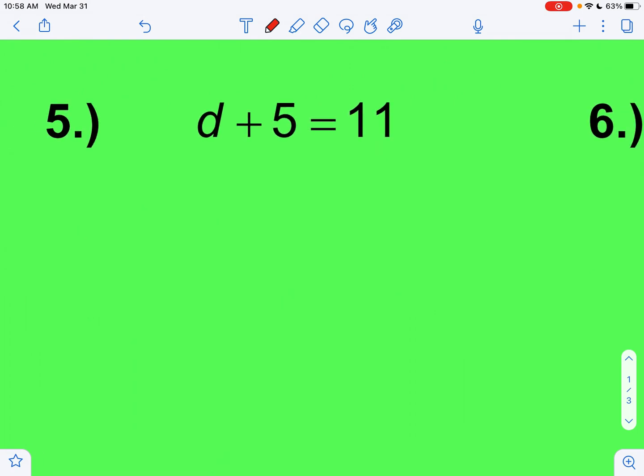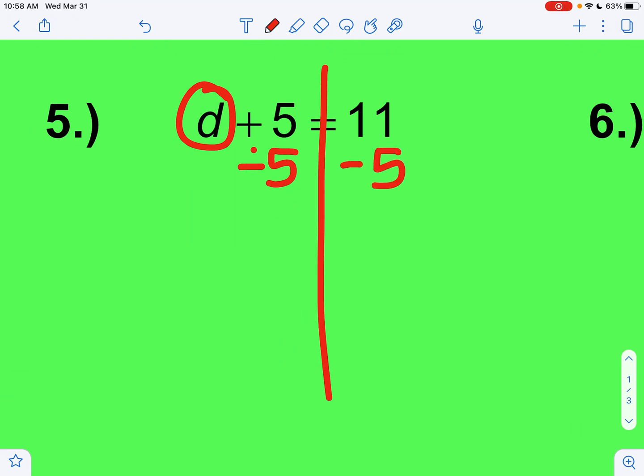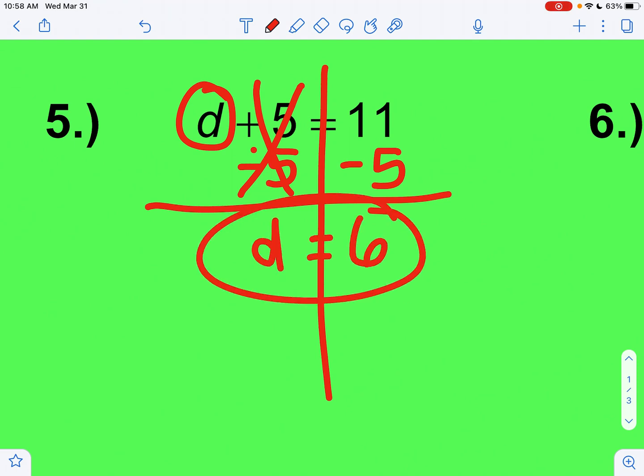Number 5, we have d plus 5 equals 11. Draw your line. Right now we want d by itself, so we need to do the opposite of this add 5. The opposite of adding is subtracting, so we're going to subtract 5 from both sides. Our 5's cancel out, we're just left with d. 11 minus 5 is 6. So d equals 6.